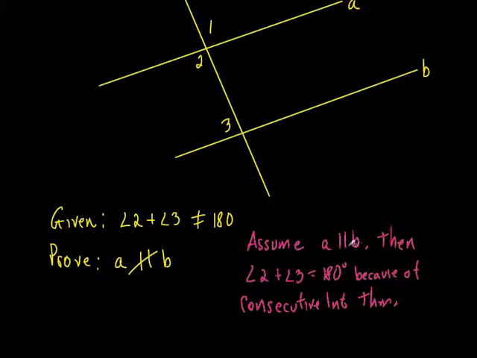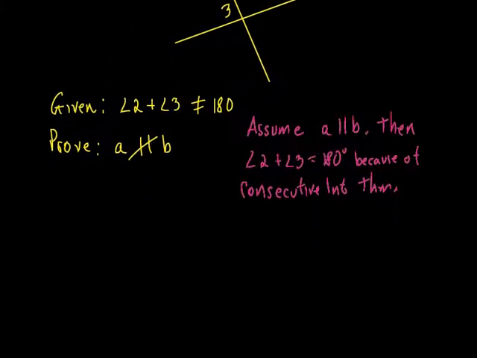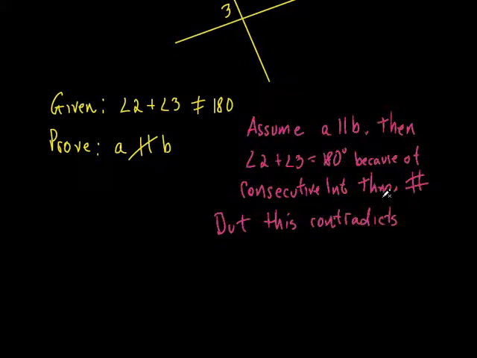All right, so we assume that. Then this must be true because of the reason, right? Write down what the reason is. That's always a good thing to do. But what did we just do right here? We just contradicted this, didn't we? We contradicted, so a little contradiction sign. But this contradicts the given that says what? That angle 2 plus angle 3 is not equal to 180.